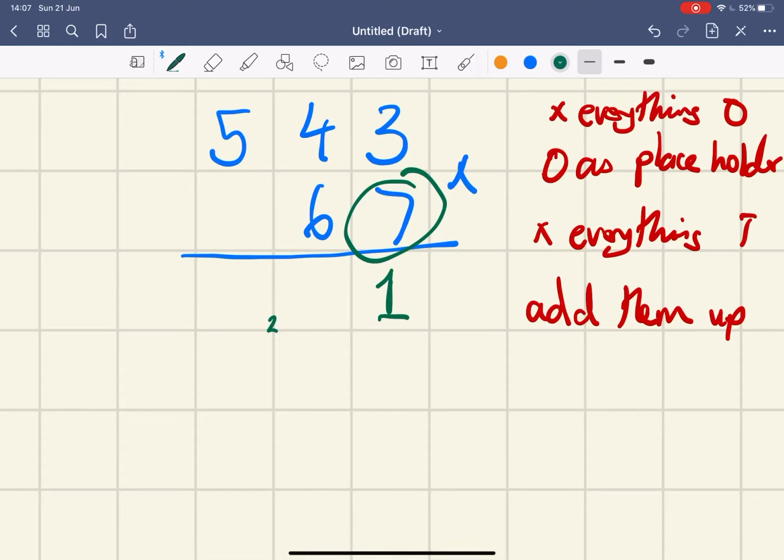7 times 4 is 28, plus the 2 is 30. So I'm going to write my 0, and I'm going to carry my 3. There we go. 7 times 5 is 35, add 3 is 38. I write my 8, I carry my 3. Okay, done. I'm now going to put my 0 as a placeholder. There we go, done. I'm now going to multiply everything by the tens.